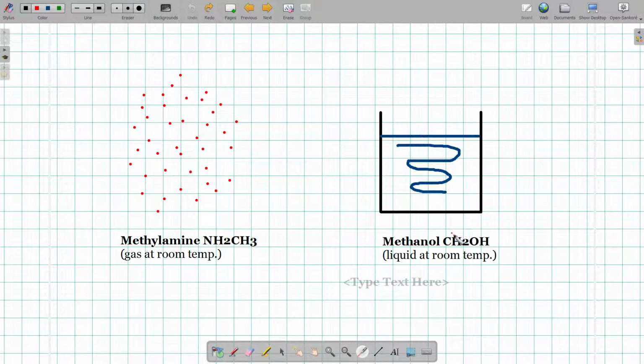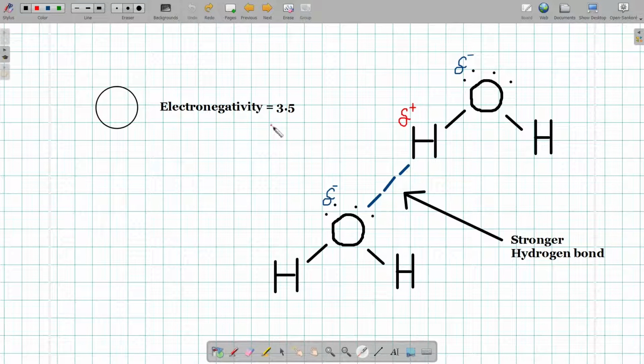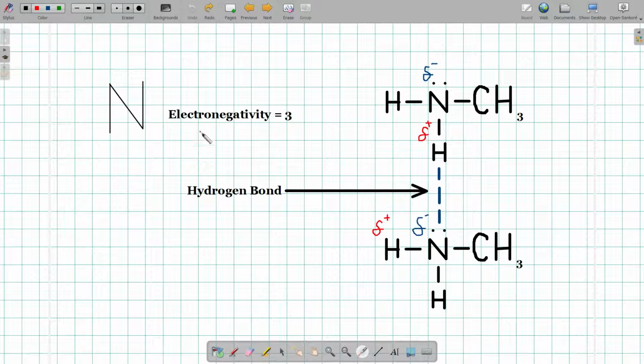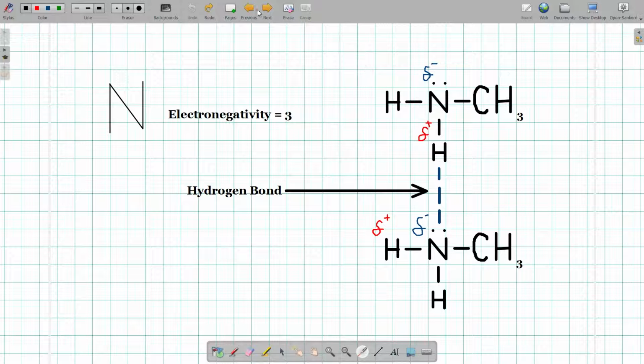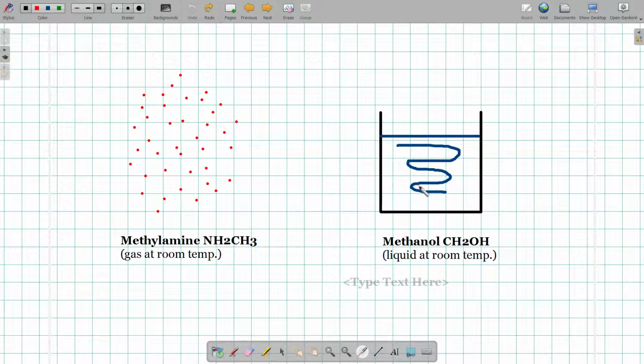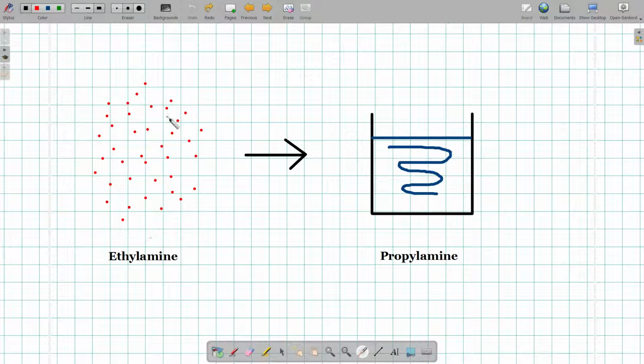Methanol is a liquid. And if you're wondering why it's a liquid, it's because oxygen is more electronegative than nitrogen. And as you can see, the functional group is different here. We've got an oxygen instead of a nitrogen, which means the hydrogen bonding between the methanol molecules is a lot stronger than the nitrogen hydrogen bonding, which means it has a higher boiling point and will be a liquid at room temperature as opposed to being a gas. The same is true for ethylamine. Ethylamine is also a gas at room temperature, whilst its alcoholic counterpart, ethanol, is a liquid because it's got stronger hydrogen bonding, which means it's got a higher boiling point.